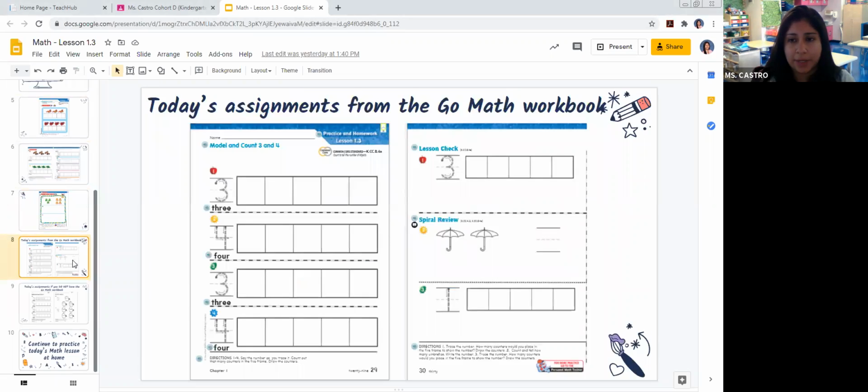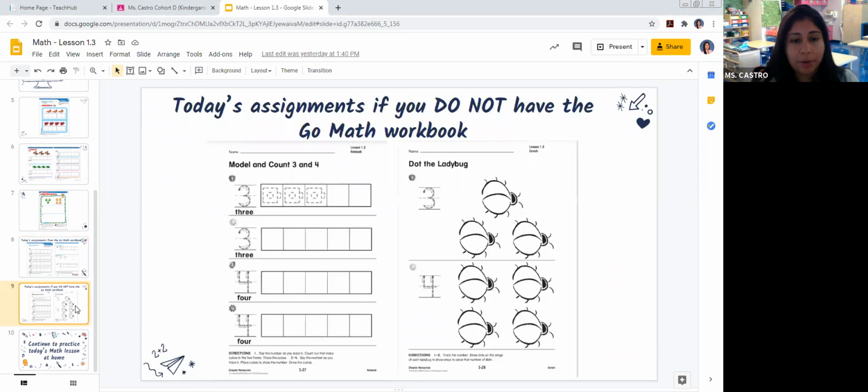Today's Google Classroom assignment. If you have the Go Math book, which most of you do, the 2 assignments that you're gonna do are these 2 pages, pages 29 and 30, okay? If you do not have the Go Math book, or if you would like to practice more, you're gonna do these 2 pages. It's page 1-27 and 1-28, okay? That's if you do not have the math books. Or if you would like to do more work, feel free to do more work and you can do this, okay?